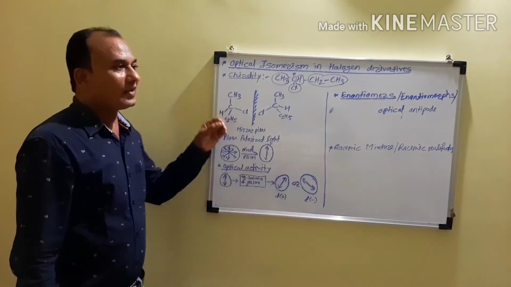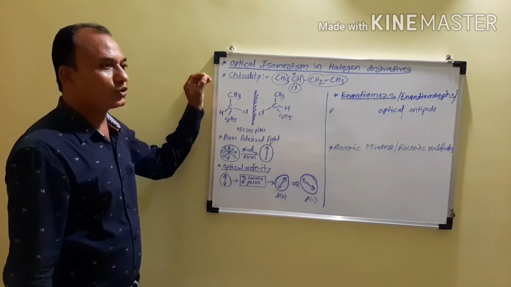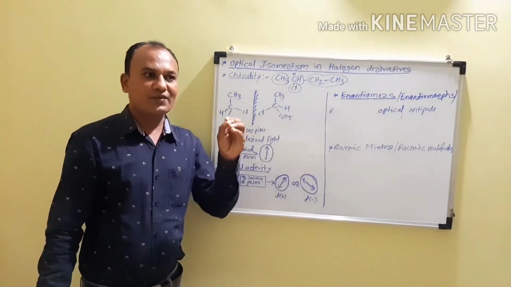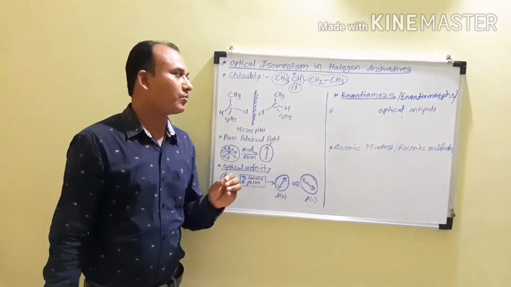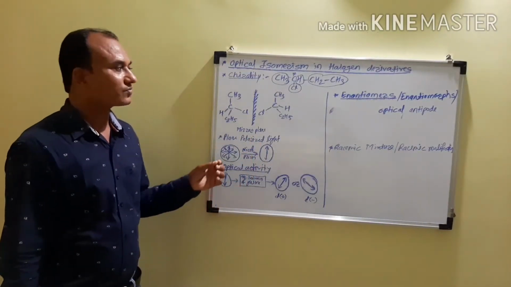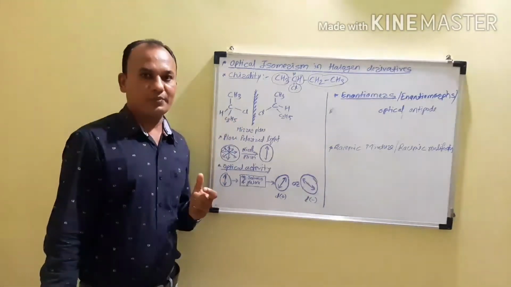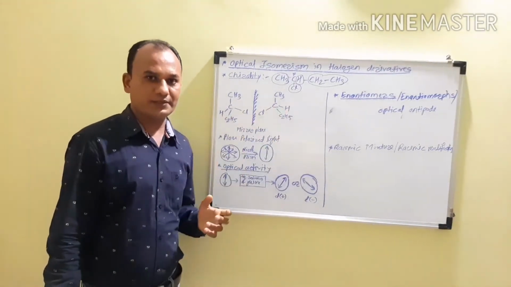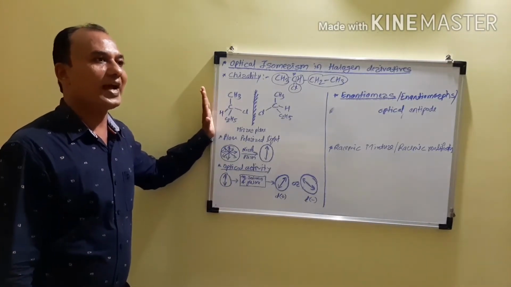And such a phenomenon is shown in optical isomerism. It means the isomers which have the same molecular formula, same structural formula, but a different spatial arrangement are called stereoisomers, or optical isomers. This is called optical isomerism, which is one type of stereoisomerism. Now that is one of the conditions to show the optical activity.